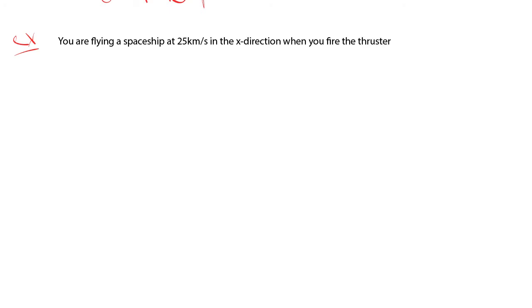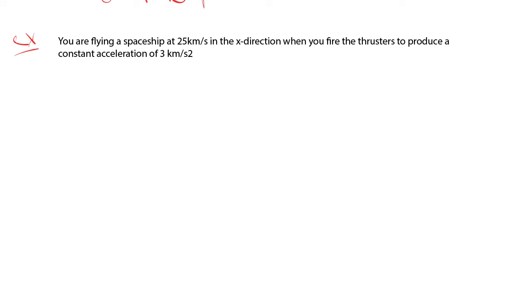All right, so example. Let's do the spaceship example. I'm definitely going to want to text this out. I like spaceships, as you guys know. You are flying a spaceship, and you're going 25 kilometers per second in the x direction. And then as you're going that speed, you fire the thrusters. And that results in an acceleration. And that acceleration is 3 kilometers per second squared.